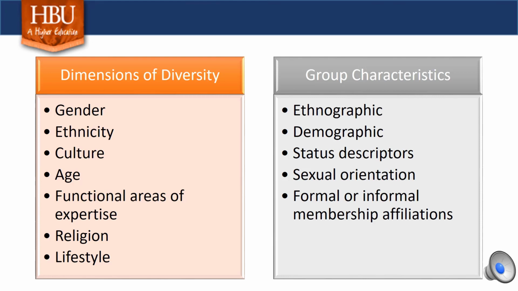We have status descriptors. Those are social, economic, and educational background. Our sexual orientation descriptors consider heterosexual, homosexual, or bisexual. And we have a range of other descriptors relating to formal or informal membership or affiliations, such as functional specializations and part-time or full-time status.